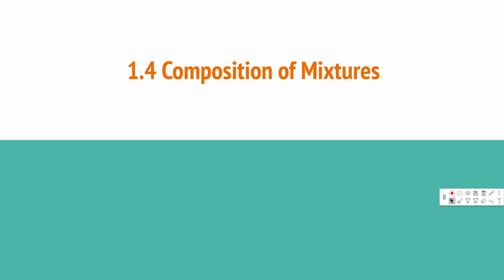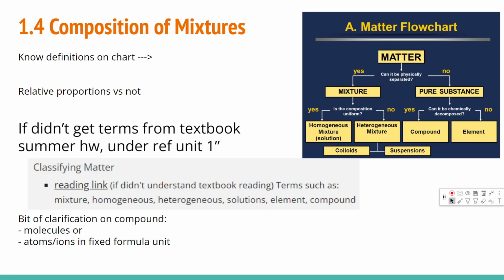Alrighty, so 1.4, composition of mixtures. I also included types of reactions in this section because I wasn't quite sure what section to put that in, but it does fall under Unit 1, so I put that right after talking about compositions of mixtures. So one thing to know is the charts on the printouts I gave you.